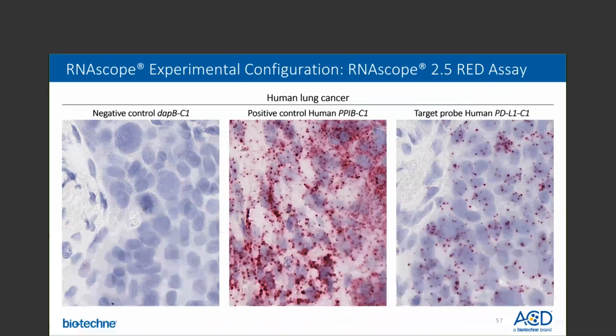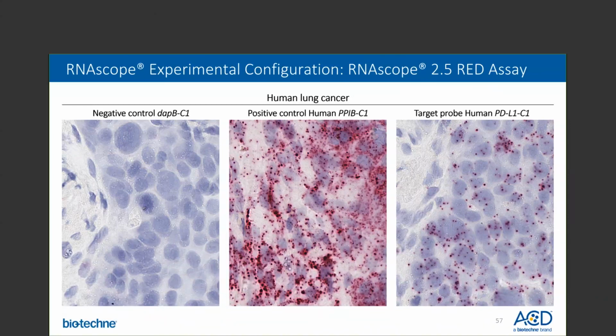Here's an example of a typical RNAscope experiment. Serial sections from a human lung cancer sample were used in the manual chromogenic red assay. On the left is a section stained with a negative control probe, DapB, and as observed in the image, there should be no signal from DapB. In the middle panel is a section from the same sample stained with a positive control probe, PPIB. The PPIB signal is strong and is fairly uniform across the section, indicating that RNA integrity is good in the sample.